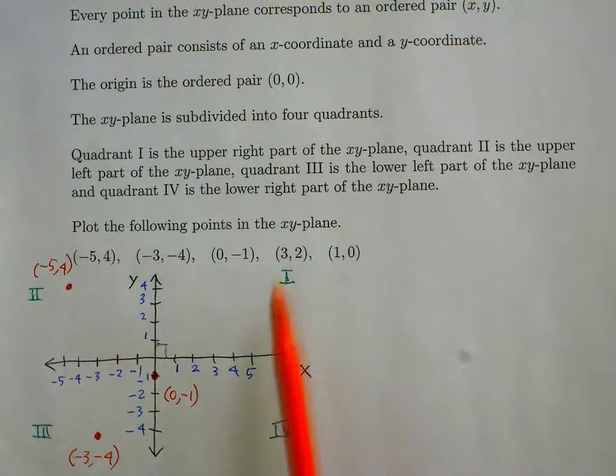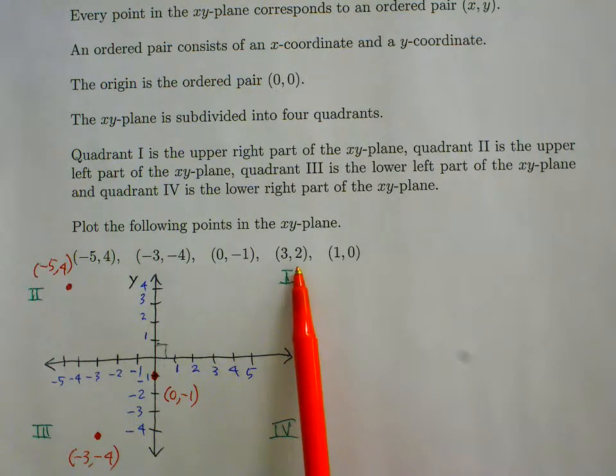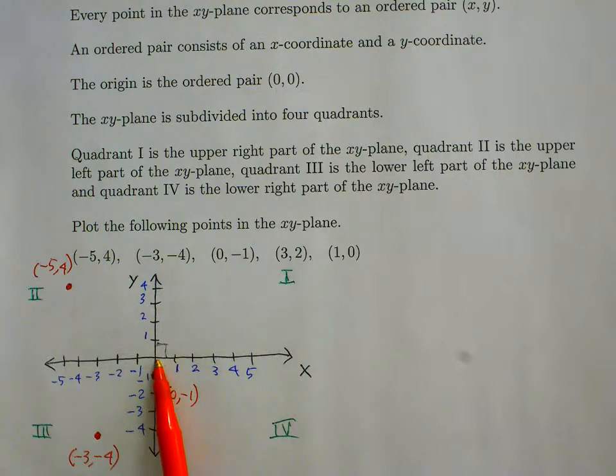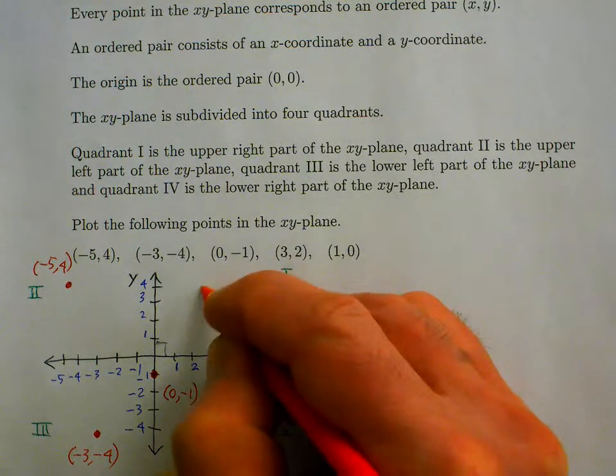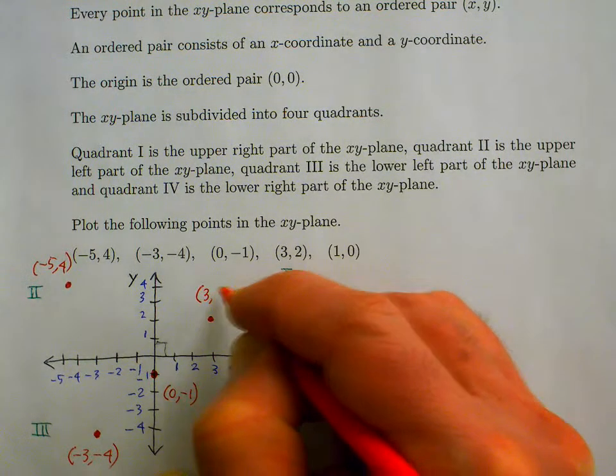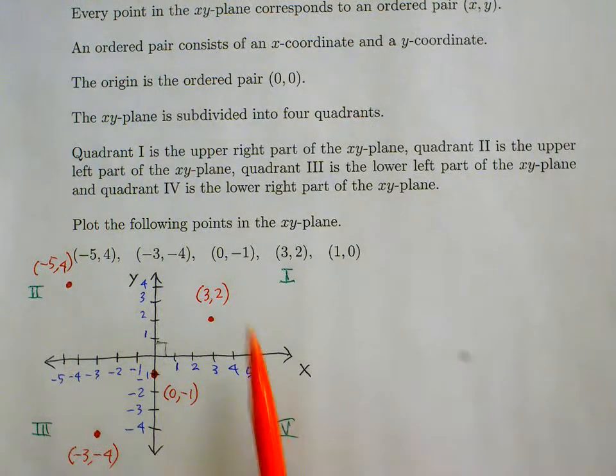Okay, the next ordered pair, 3, 2. So x is 3, y is 2. So from the origin, we move to the right 3 units, that is in the positive direction. Then we move vertically upward 2 units. So at this point, whose ordered pair is 3 for x and 2 for y, this is in the first quadrant.